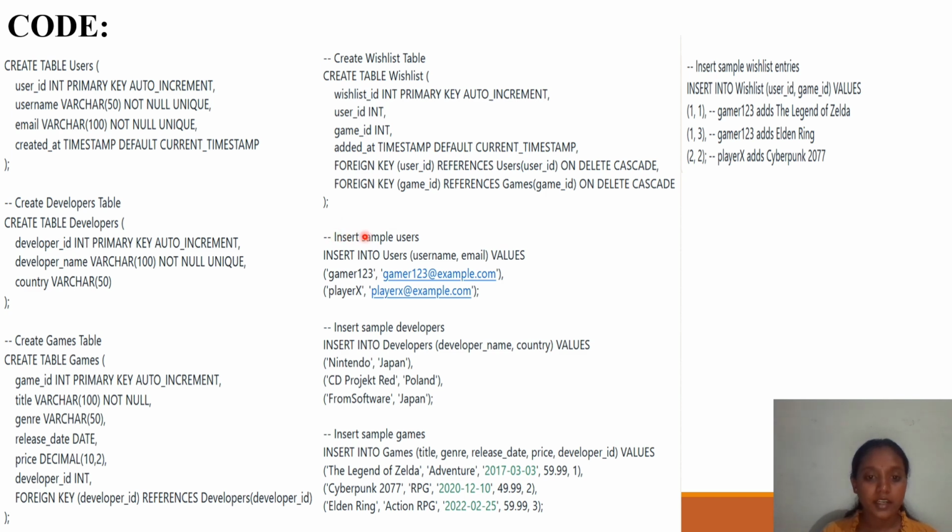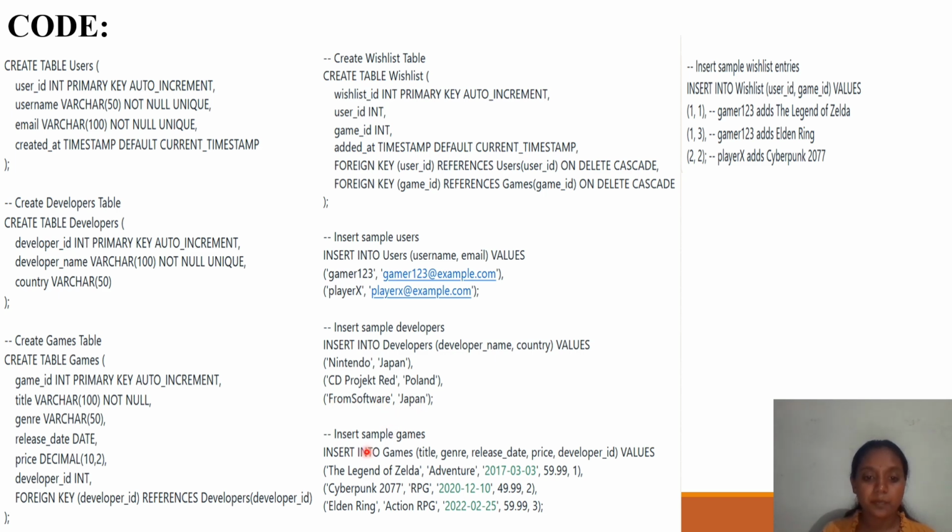I have inserted samples into the user table. Insert into username, email, and the values are gamer123 with email gamer123 at example.com, and player X with email playerX at example.com. Next, I inserted samples into the developers table, with name and country. The values are Nintendo, Japan; CD Projekt Red; and From Software, Japan.